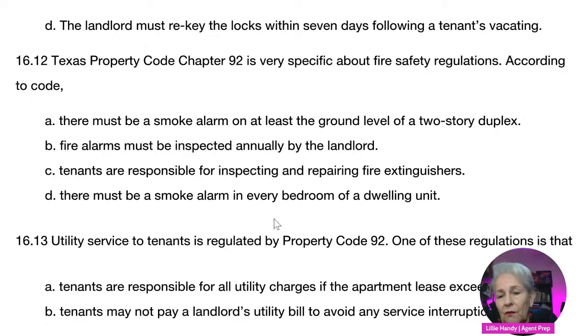Number 12. Texas, well, that's my thinking, okay? Texas Property Code Chapter 92 is very specific about fire safety regulations. According to code, A, there must be a smoke alarm on at least the ground level of a two-story duplex. B, fire alarms must be inspected annually by the landlord. C, tenants are responsible for inspecting and repairing fire extinguishers. Or D, there must be a smoke alarm in every bedroom of a dwelling unit. So Texas Property Code is very specific about fire safety regulations. So what do you think the answer here is?